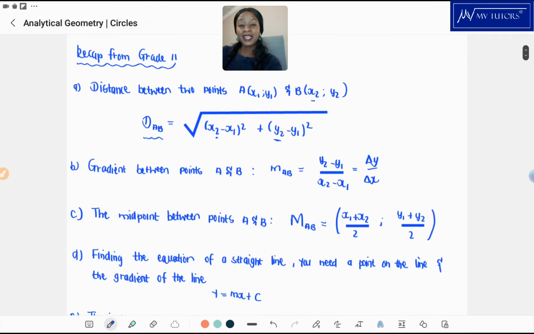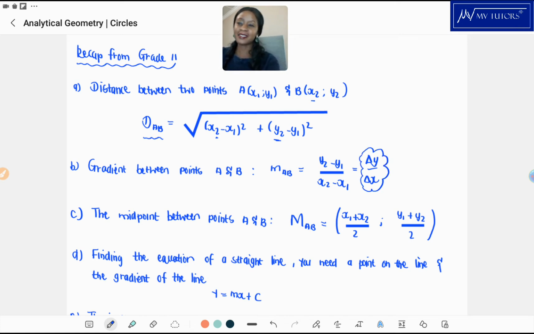If you wanted to get the gradient between A and B, basically we use the small letter m with the subscript AB, and then we get y2 minus y1 over x2 minus x1, or you could say y1 minus y2 over x1 minus x2. But please, if you're going to start with y1, make sure even with the x, it's x1. Be consistent. And basically the gradient is just the change in y over the change in x.